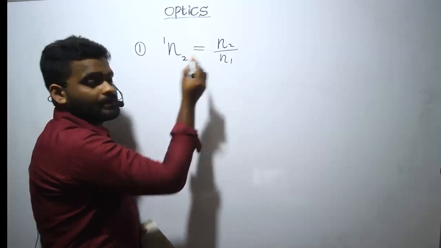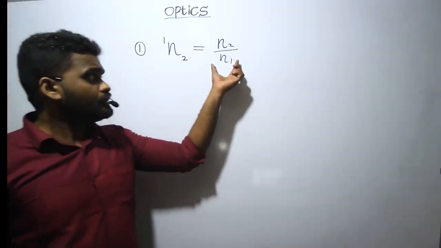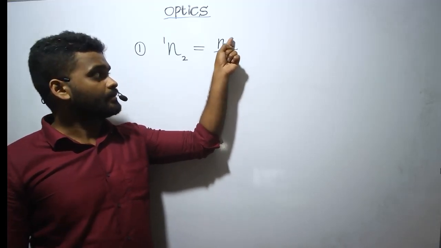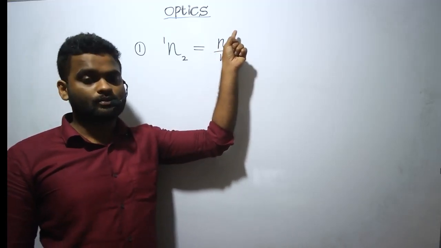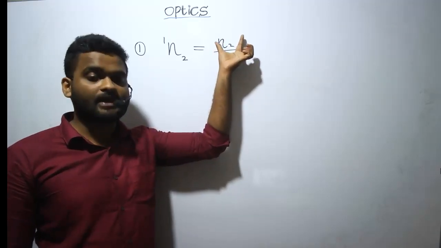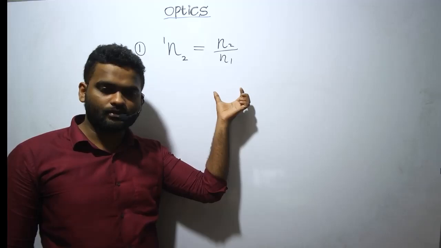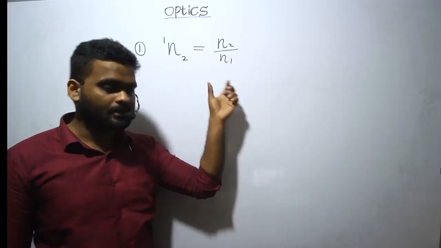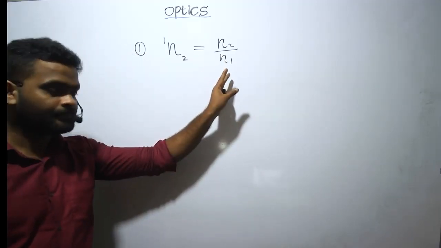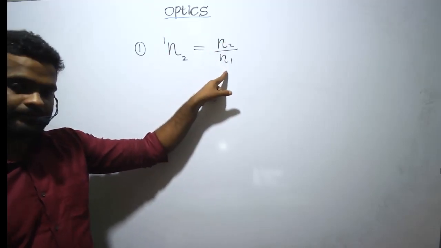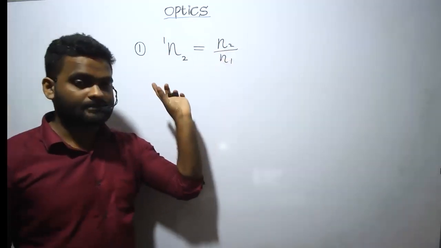These are absolute refractive indices. So according to this one, what does it say? Refractive index of medium 2. How many times the refractive index of medium 2 compared to medium 1? Compared to or relative to medium 1. So that is what it means, right? So you have N2 divided by N1 there. So this is the first thing, right?